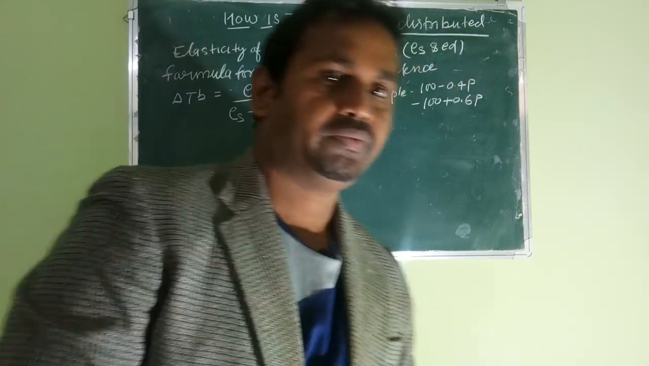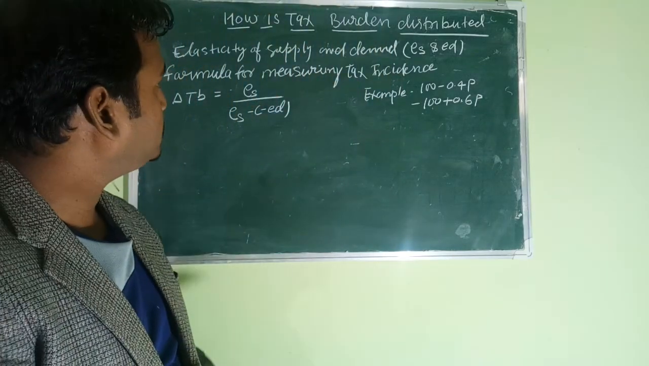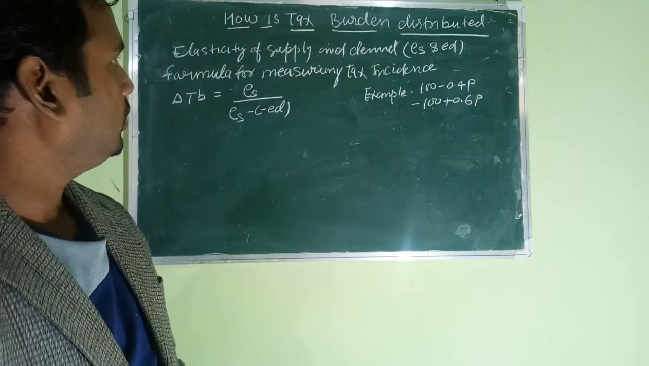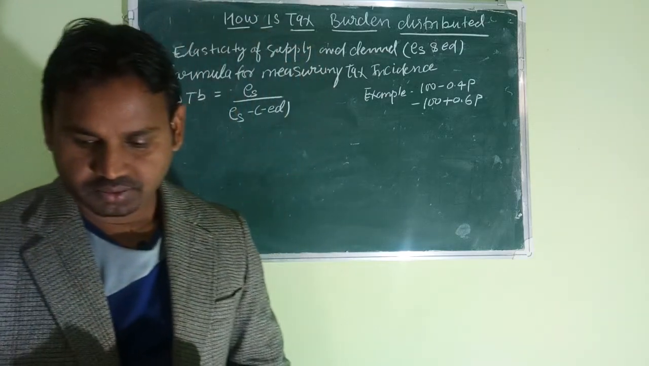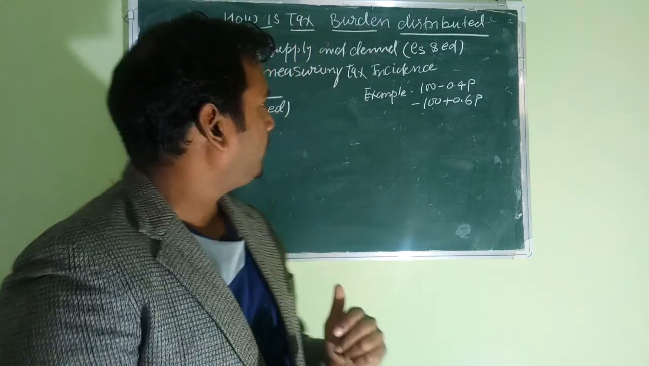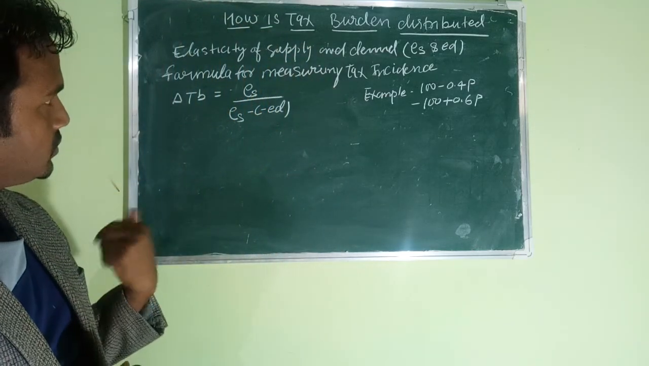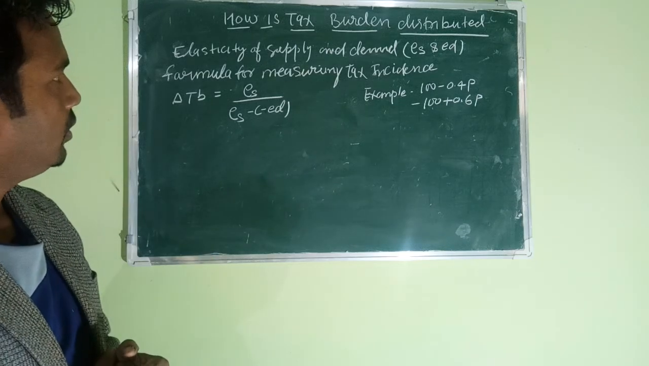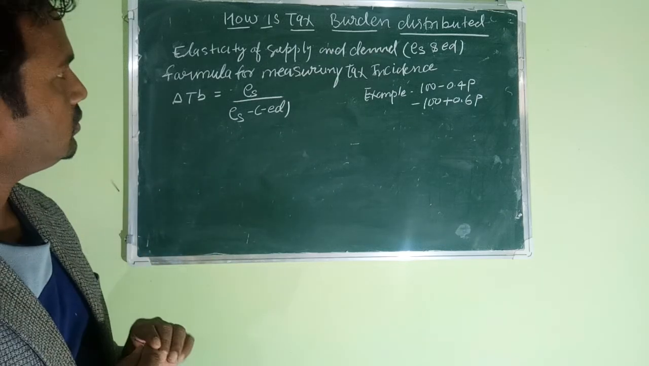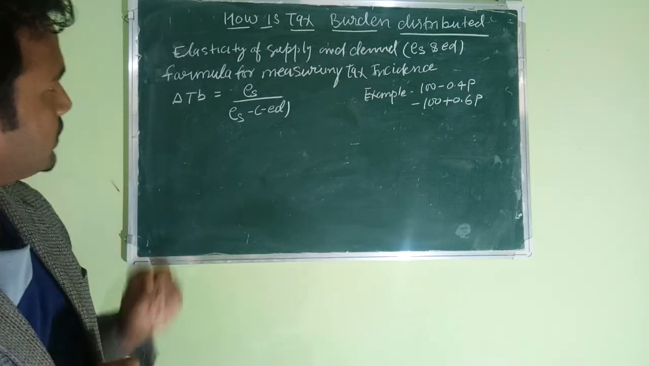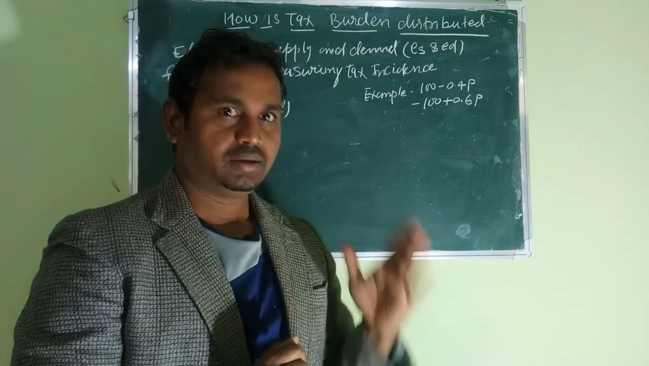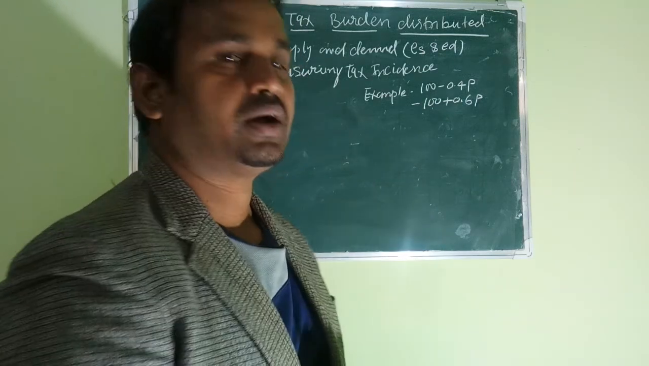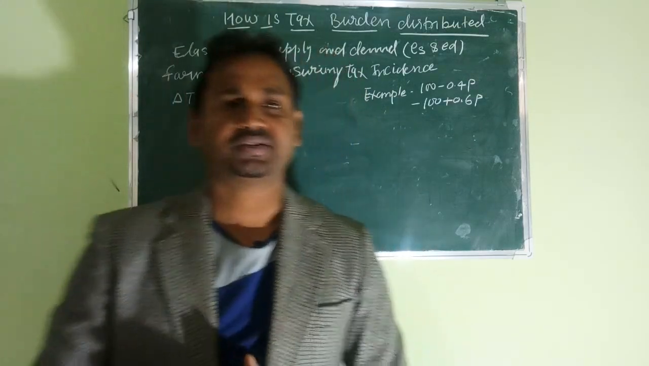Today I am going to discuss with you how a tax is shared, how a tax is distributed between seller and buyer. It is the most important aspect: how we can find out if the government imposed any tax, like a specific tax or ad valorem tax, any type of tax.